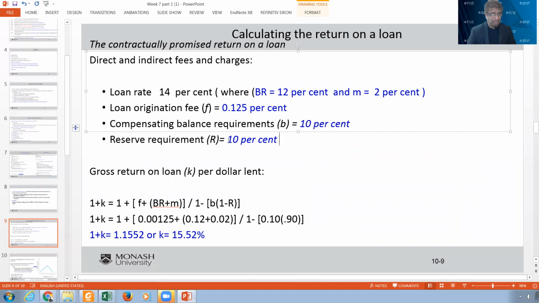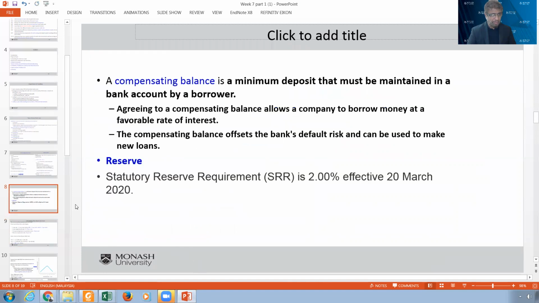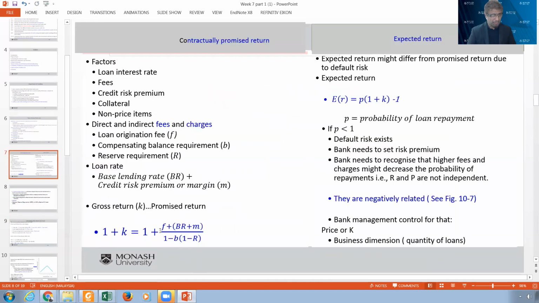And then if the reserve is 10%, if you calculate it, you will find that actually you are paying 15.25. This is just the formula. I didn't do anything. It's this formula.